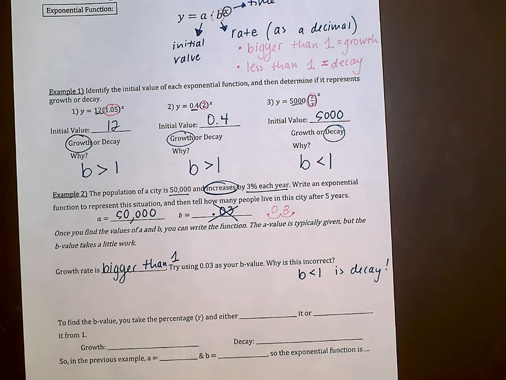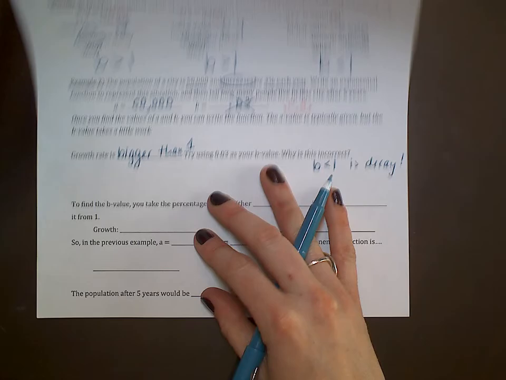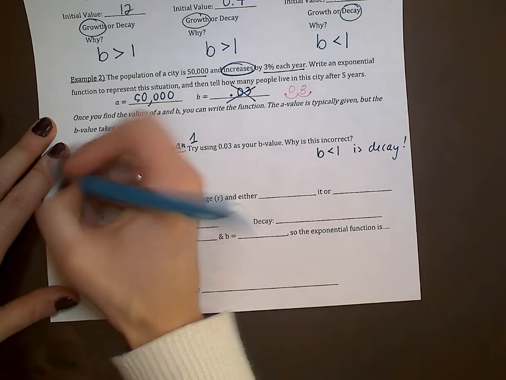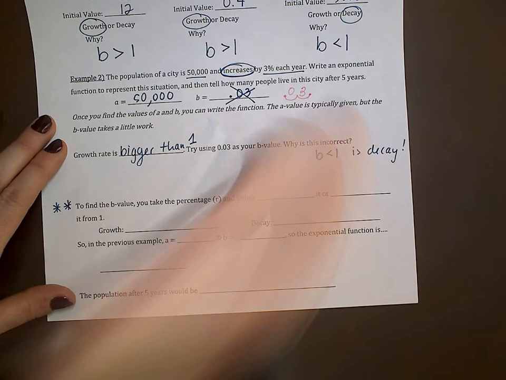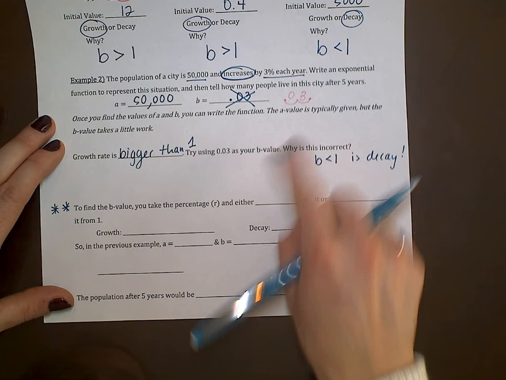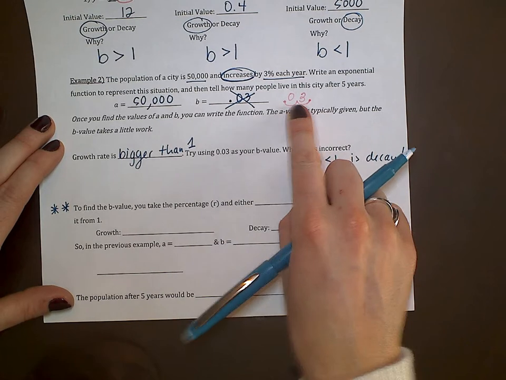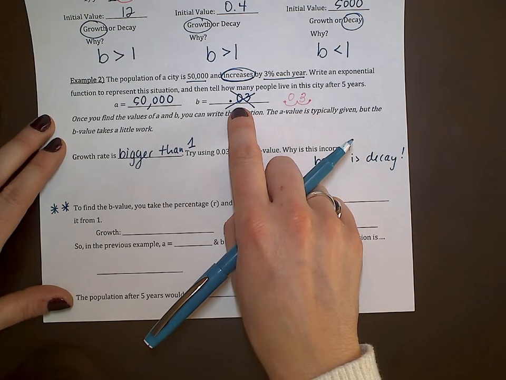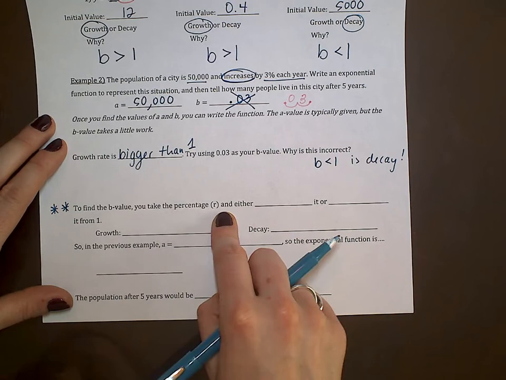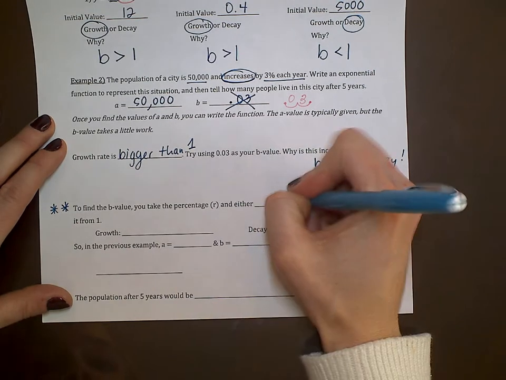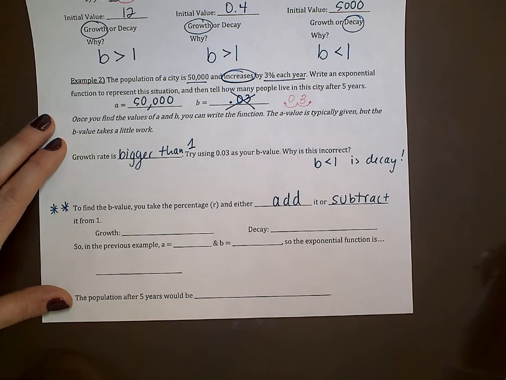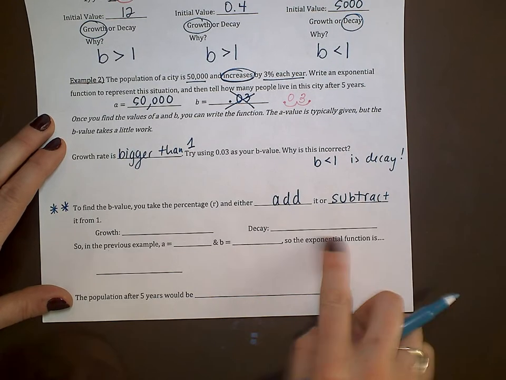Okay, so we've got to think differently about how we find the b value on this example. Now, huge note to point out right here. This is really important. To find the b value, you take the percentage, okay, so this one was 3%, and we showed you that you write it 0.03 to put it as a decimal. To work out the b value, you take that percentage, and you're either going to add it or subtract it from 1. Okay, so this is the part that people make mistakes on.